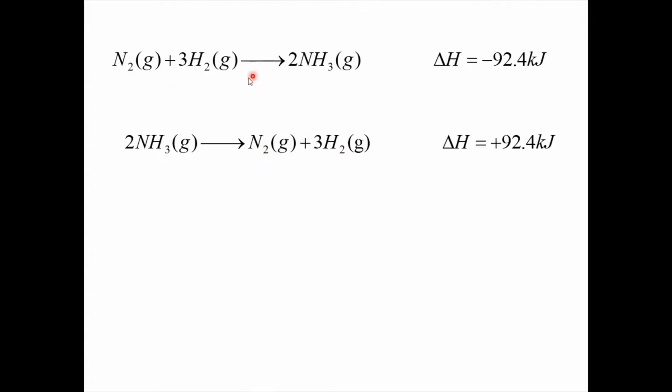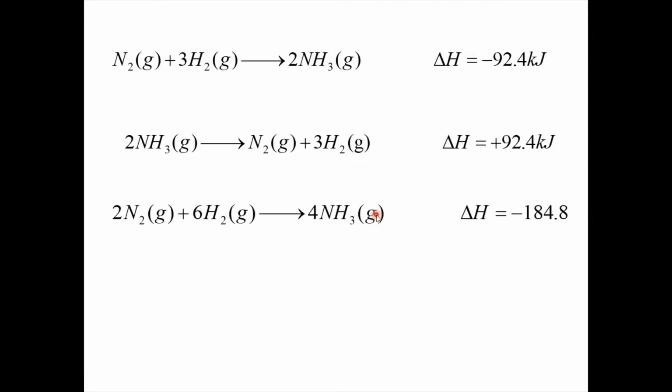So basically, this reaction here, the second one, is just the reverse of this one. So if this one was negative 92.4, because I reversed this one, I'm going to take the negative of negative 92.4, and that's going to give me positive 92.4. In other words, just switch the sign, reverse the sign. That's one of the manipulations that we can use.